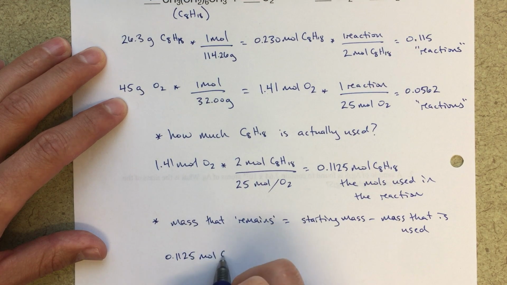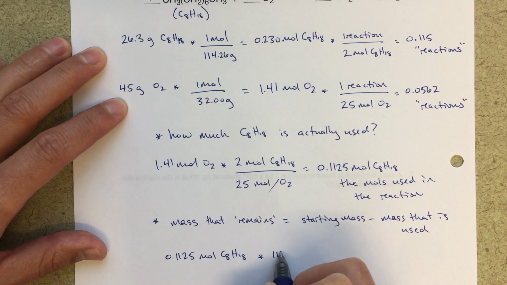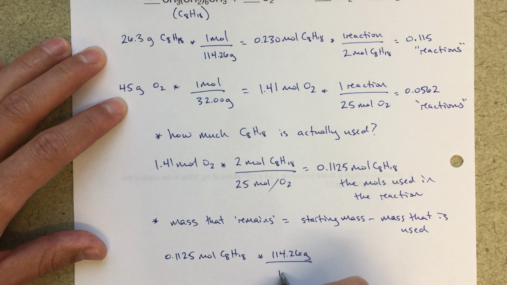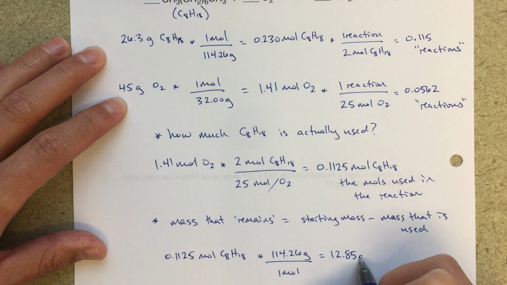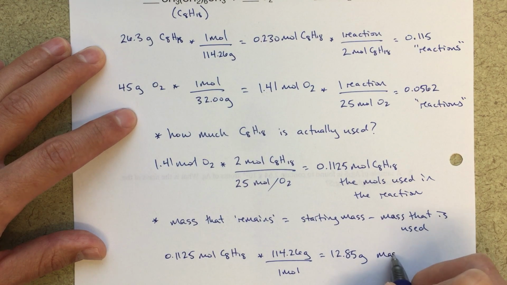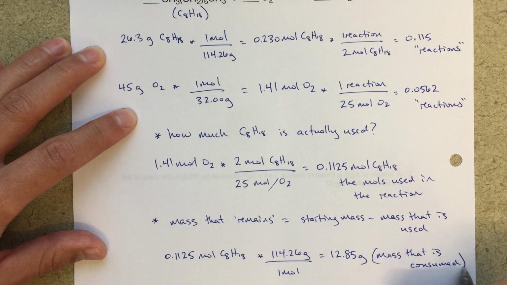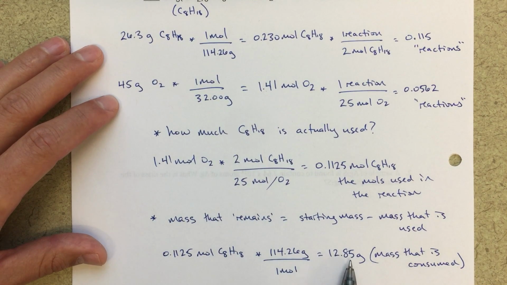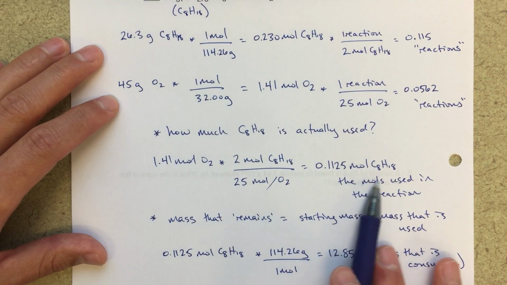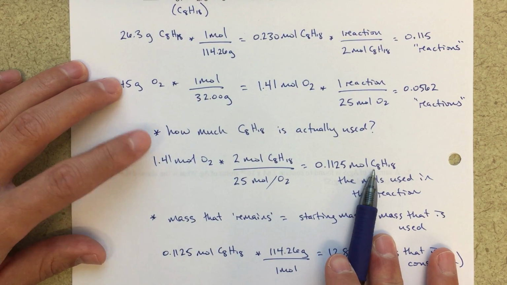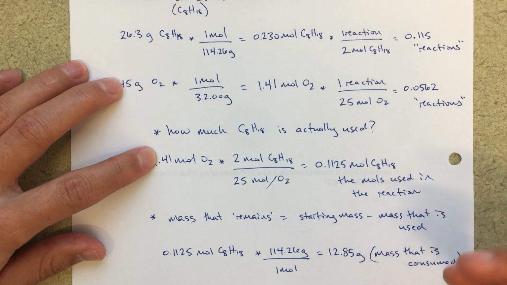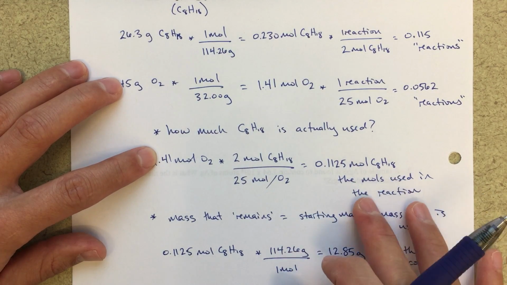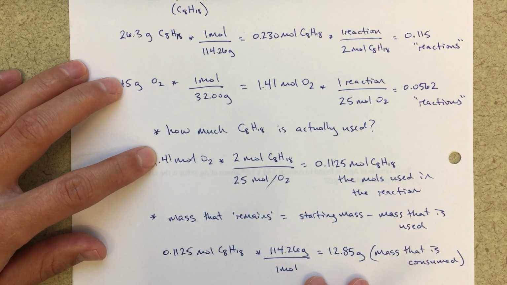0.1125 moles of C8H18 times 114.26 grams over 1 mole, so you guys can see, equals 12.85 grams, and that is the mass that is consumed or used up. So this mass right here comes from this number of moles, which is the number of moles that would be required to react all of this 1.41 moles of oxygen. So this is our limiting reactant. It tells us how much we can use essentially. And this 0.1125 moles is going to be the number of moles used in the reaction. So I just converted that into grams.